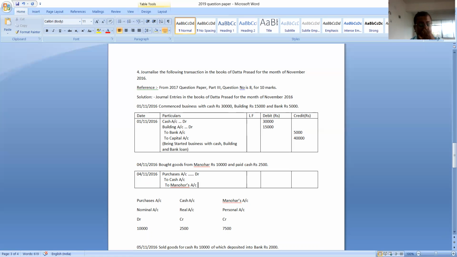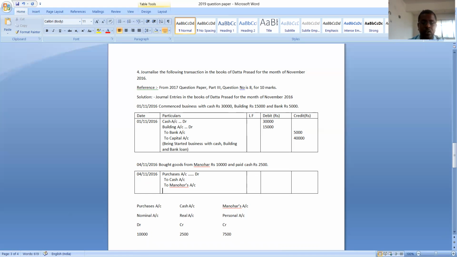Once again I will repeat. Purchases are expenses, so debit all expenses and losses is the rule of nominal account. So purchases account should be debited. Here cash is going out of the business, that is rupees 2,500. So cash account is credited, and Manohar is the giver. So even Manohar's account is credited.